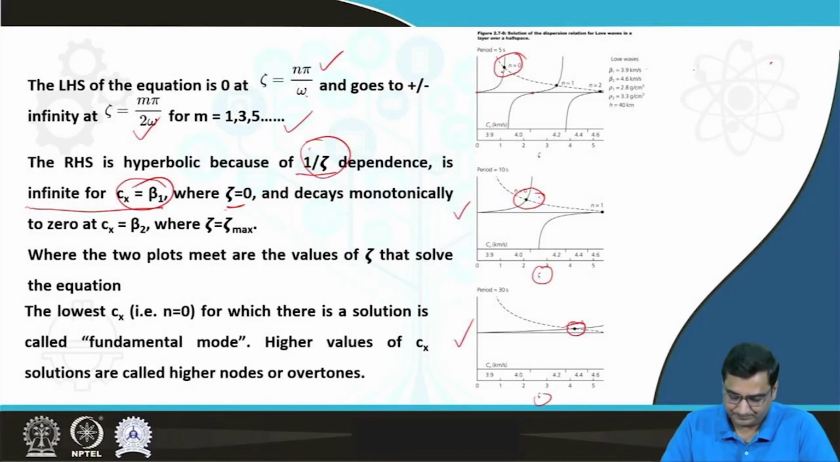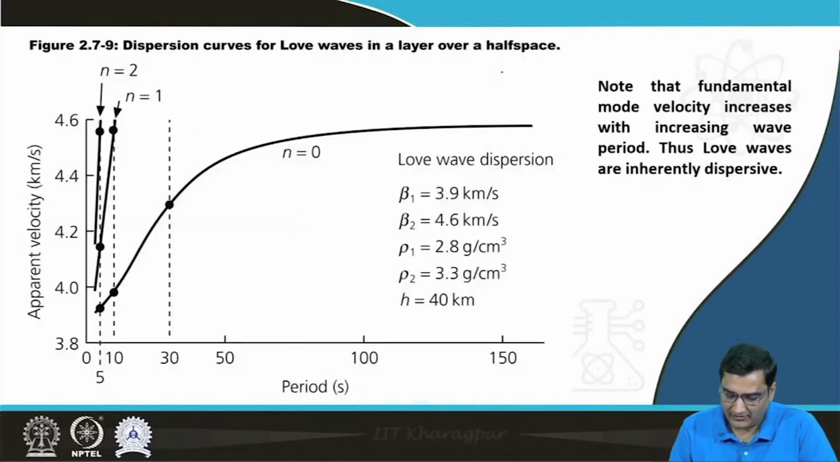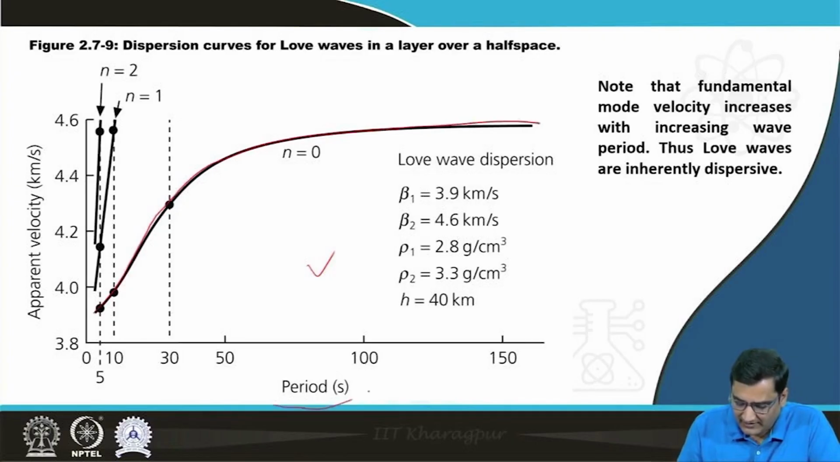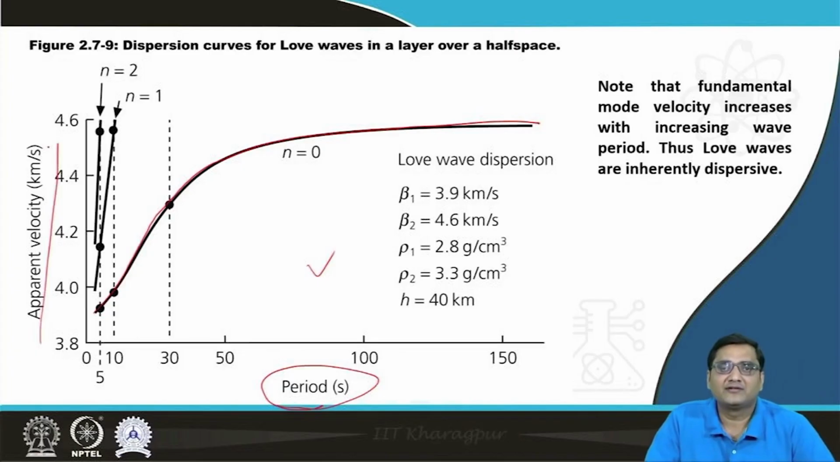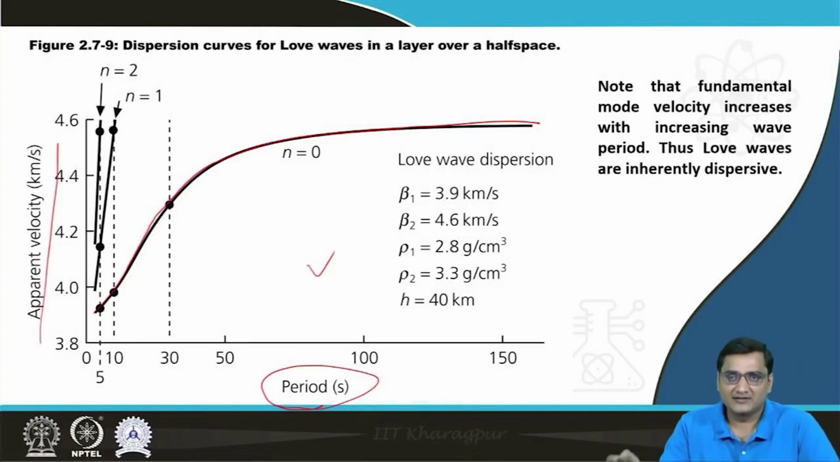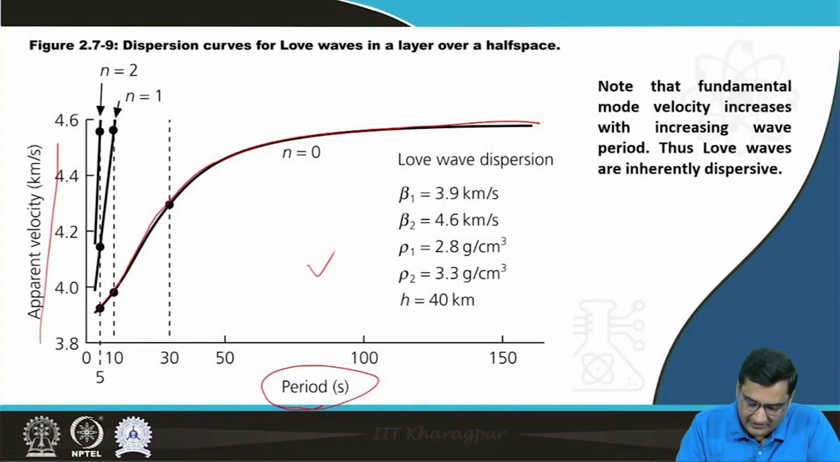That means what you can draw here is this dispersion curve, where you can see this is the fundamental mode dispersion curve. Here one axis is representing period, another axis is representing apparent velocity, that is Cx. So you can see for n is equal to 0, the velocity is increasing with respect to the period. Likewise, you can draw the curve for n is equal to 1 and n is equal to 2.